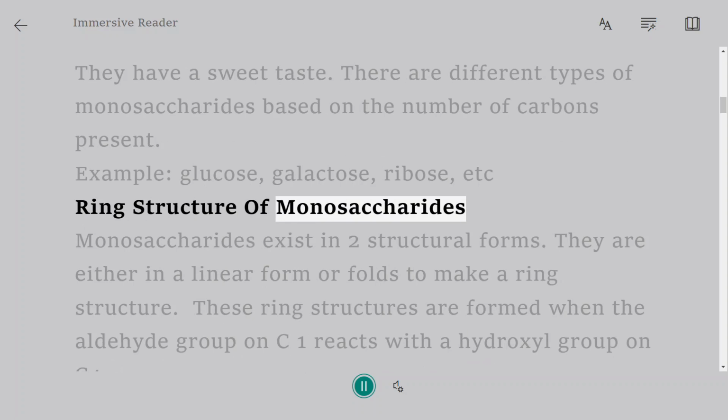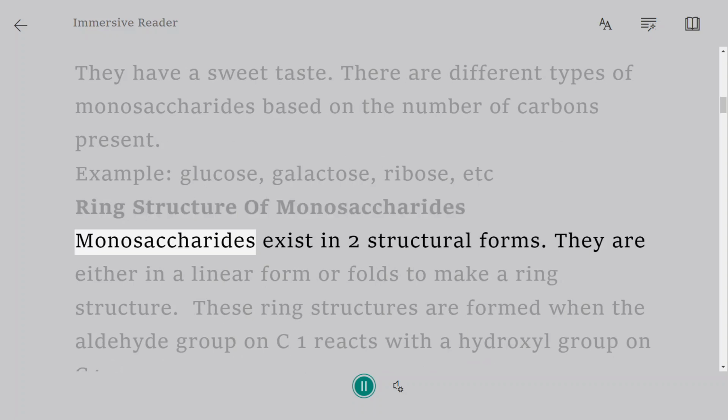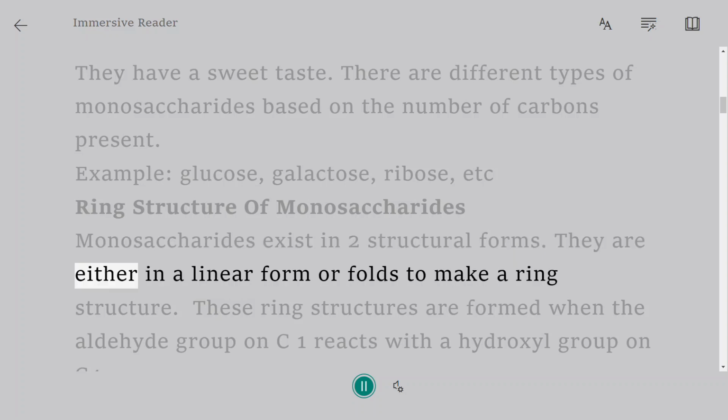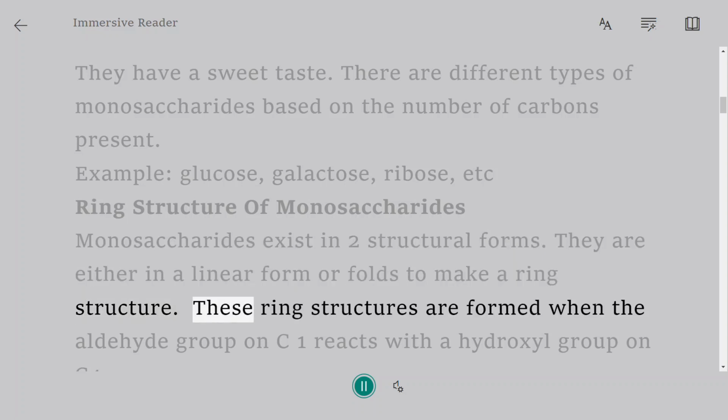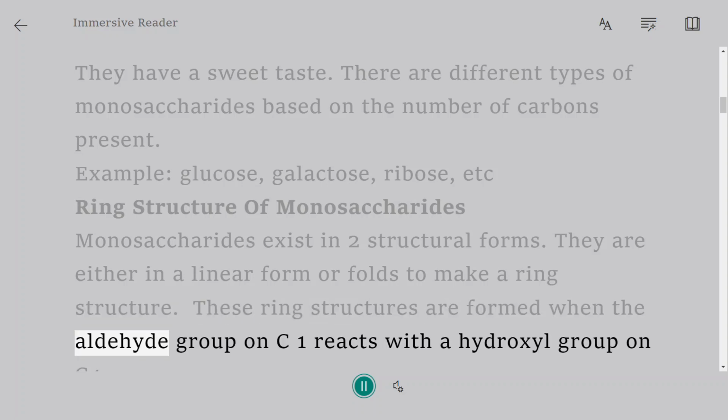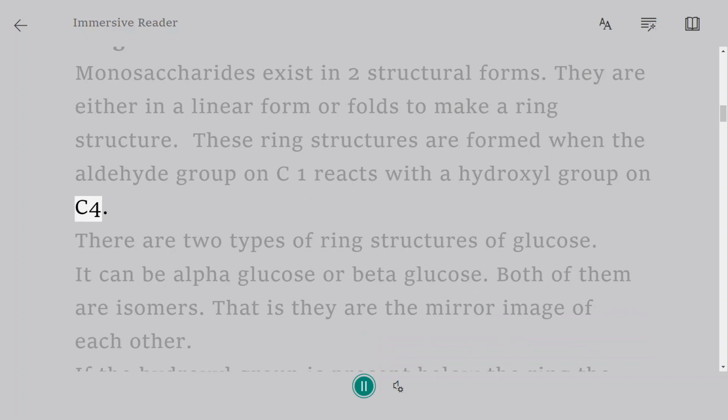Ring structure of monosaccharides. Monosaccharides exist in two structural forms. They are either in a linear form or fold to make a ring structure. These ring structures are formed when the aldehyde group on C1 reacts with a hydroxyl group on C4. There are two types of ring structures of glucose. It can be alpha glucose or beta glucose.